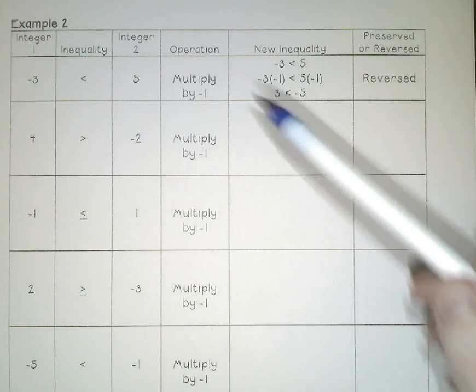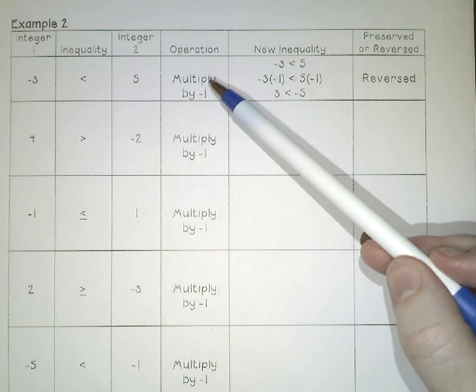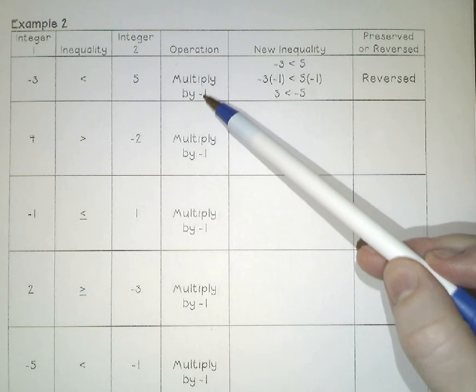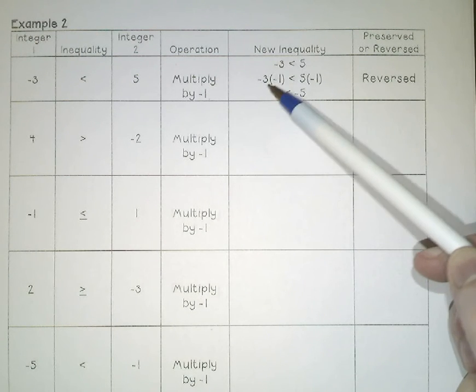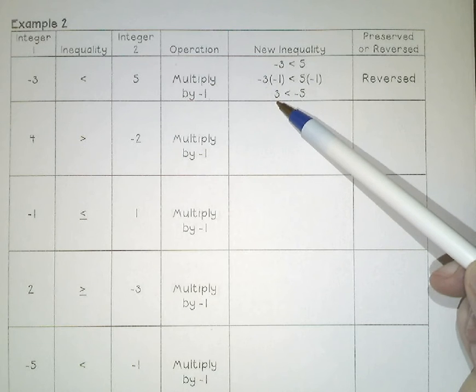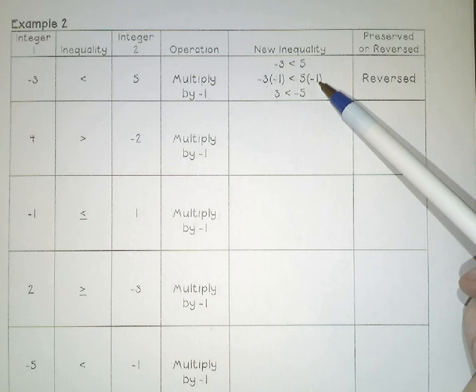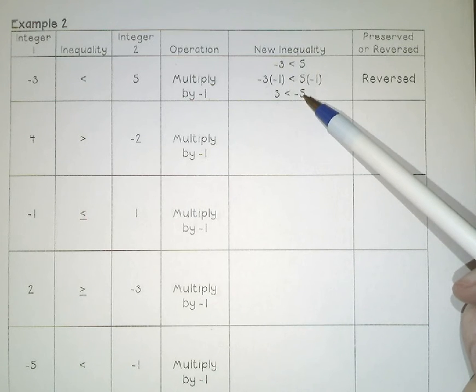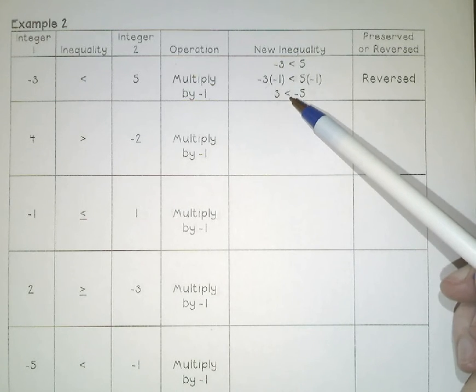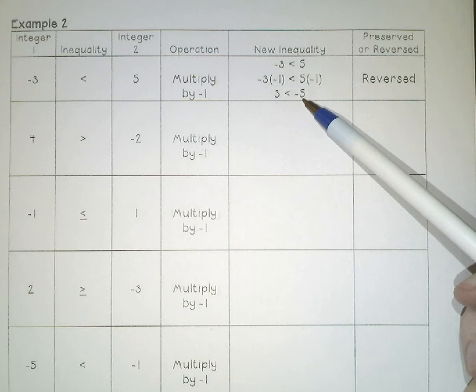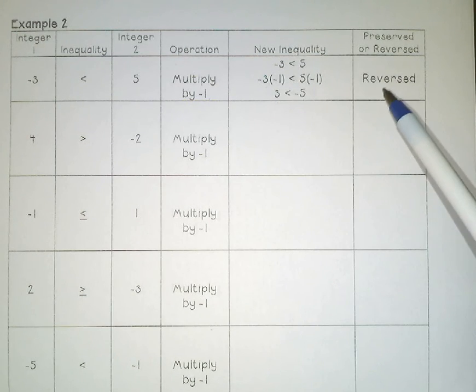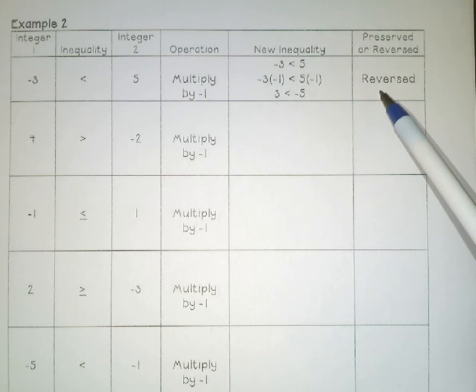Negative 3 is less than 5. So we multiply both numbers by negative 1. Negative 3 times negative 1 makes a positive 3. And 5 times negative 1 is negative 5. Is 3 less than negative 5? No, 3 is greater than negative 5. That's why we need to reverse the sign.